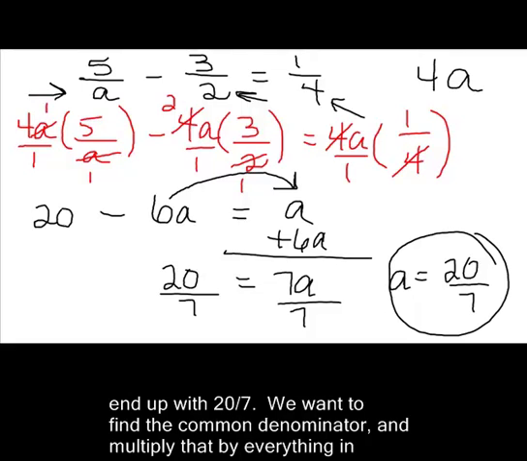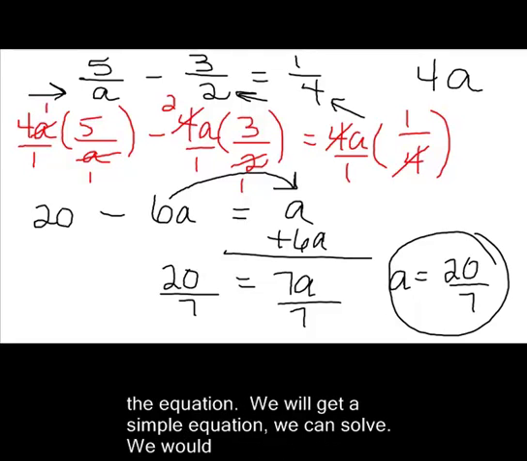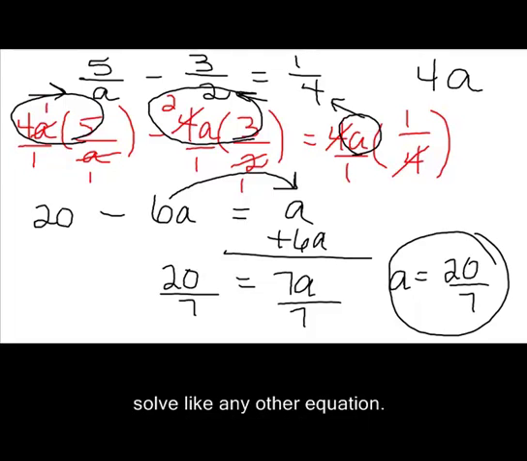So what we want to do when we have fractions is to find the denominators and find the common denominator. In this case, it was 4a. Take the 4a and multiply it by every part of the equation. That's where we got the 20 here. We got the 6a here. And we got the a here. We have a very simple equation now, and we just solve it like we would any other equation.